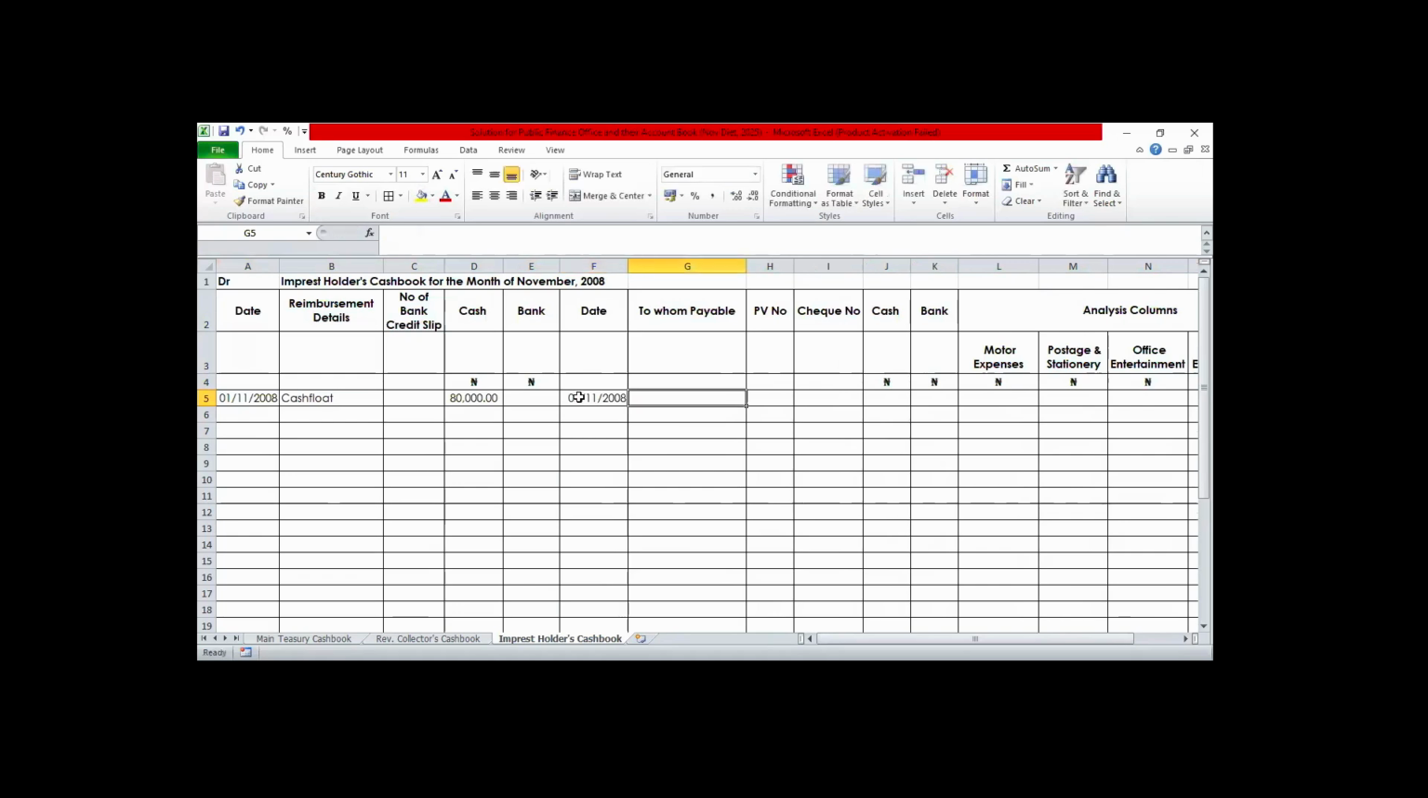1/11/2008. Tea and sugar. How much is the amount? 4,000 naira. Then that amount will also appear. You can now generate the voucher number yourself.